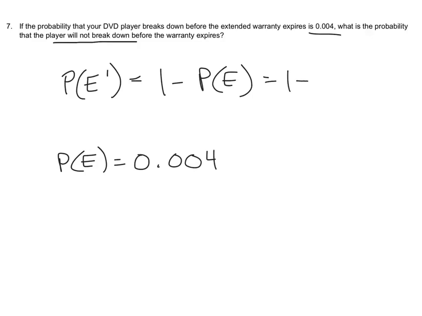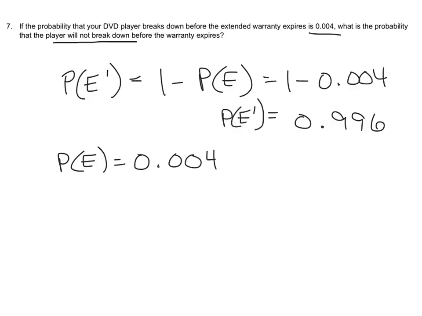So we have 1 minus 0.004, and when we do that on the calculator, we get 0.996. So the probability of the complement, which is the probability that the DVD player will not break, is 0.996. And this is the final answer to the problem.